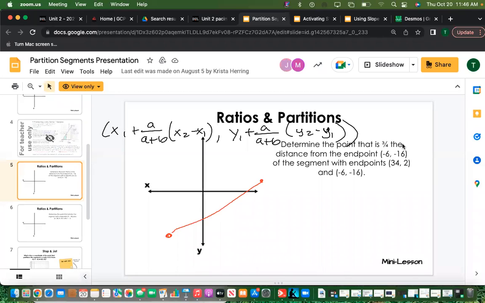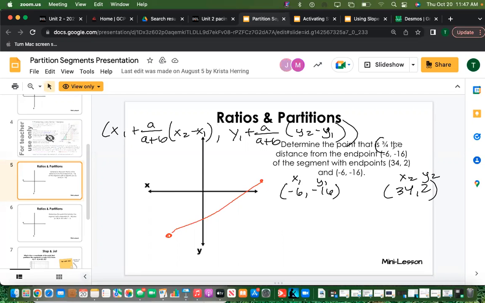All right, so let's go. And we're gonna talk about them in just a second. So when you are given the fraction, you are going to use this formula. Now, whatever the point is on the left-hand side, that's going to be your x sub 1. Your x sub 2 is going to be on the right-hand side. So let's go ahead and label what we got. We have -6 comma -16. That's going to be my x sub 1, y sub 1, right? And this 34 comma 2 is going to be your x sub 2, y sub 2.